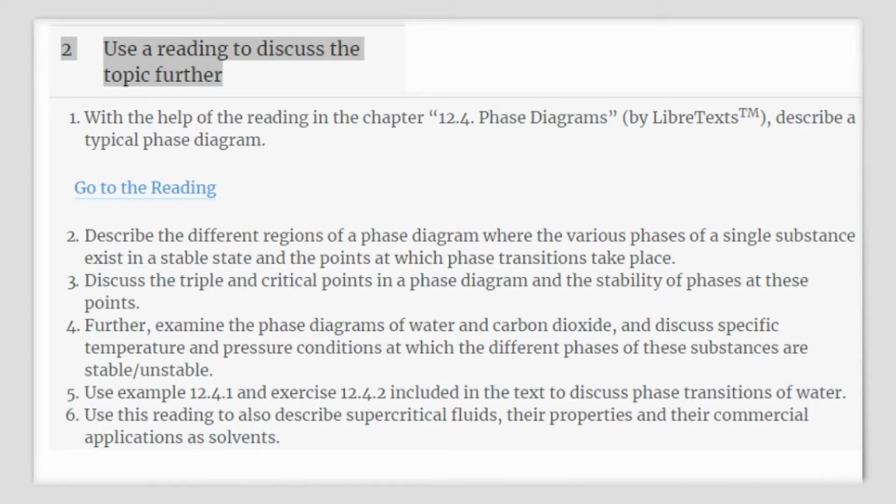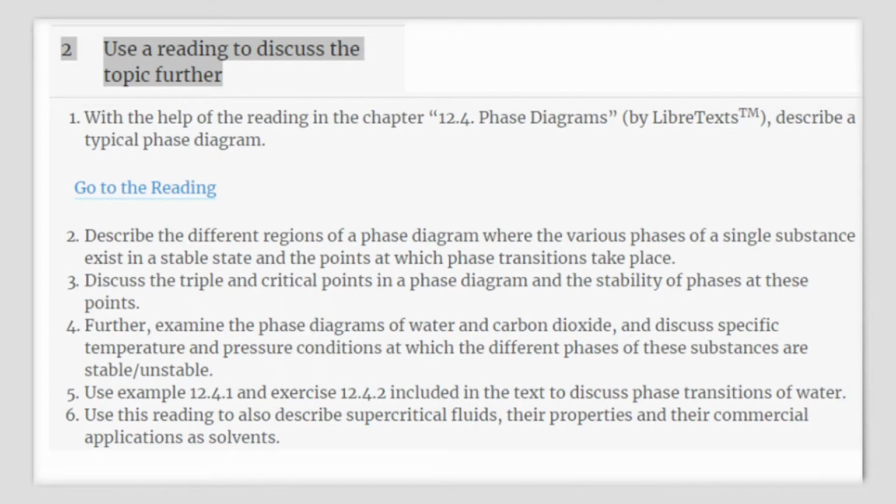This reading, which is titled Phase Diagrams, is produced by LibreTexts and describes a typical phase diagram. In this reading, you can start by describing the different regions of a phase diagram where the various phases of a single substance exist in a stable state and the points at which phase transitions take place. Discuss the triple and critical points in a phase diagram and the stability of phases at these points.